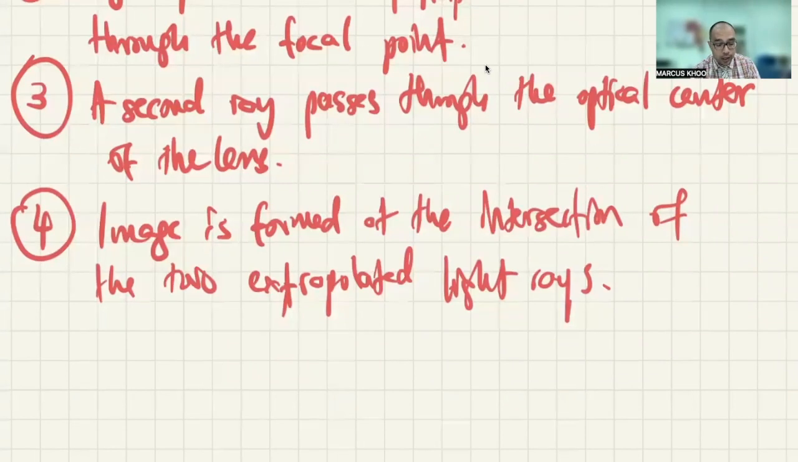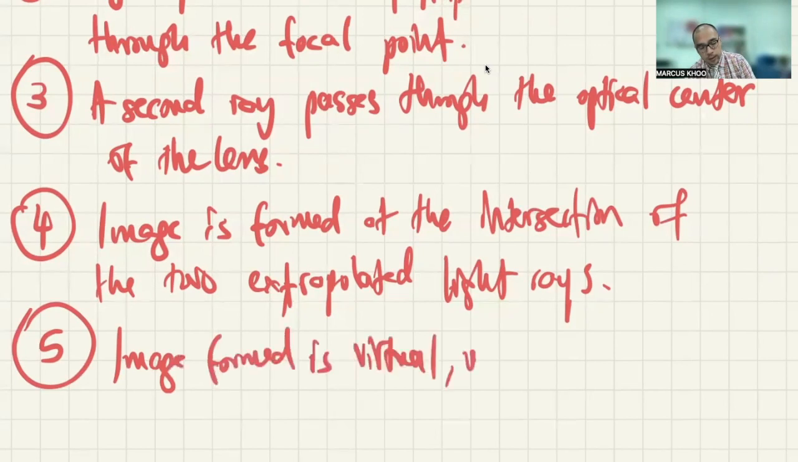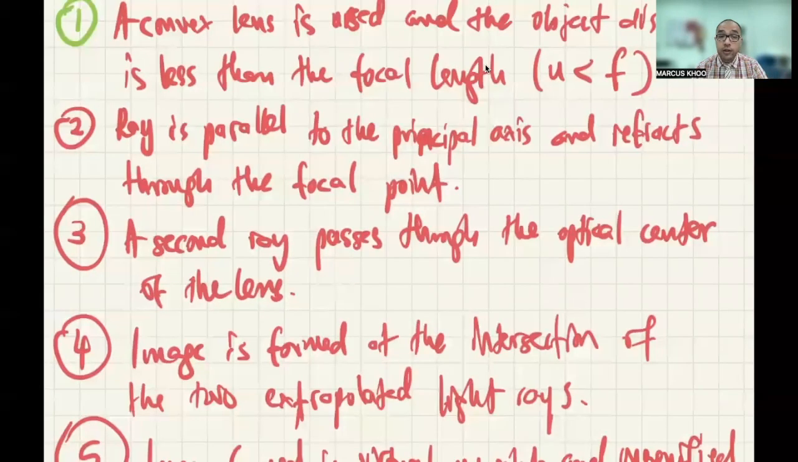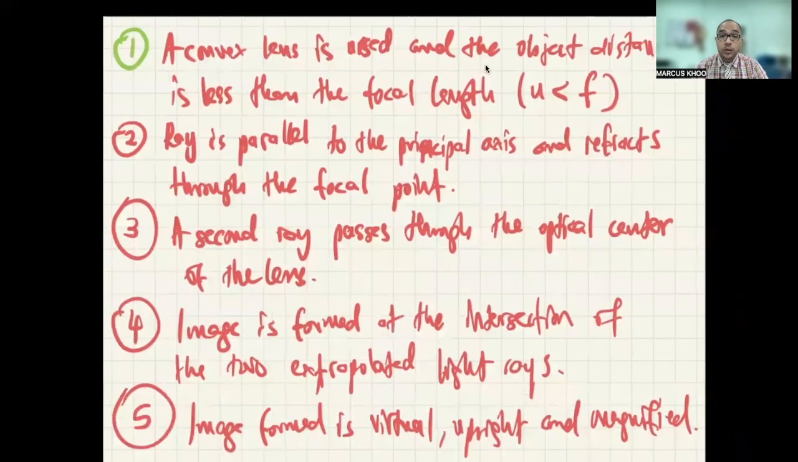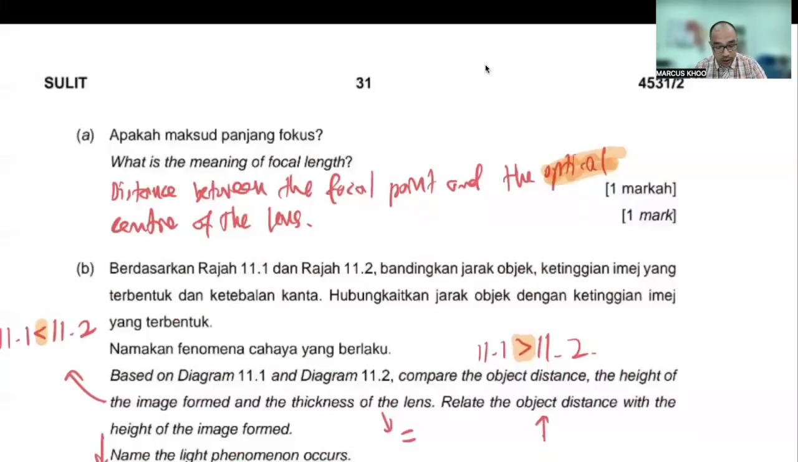If you want to add another point, that is really going way above and beyond. You talk about the characteristics of the image. The image formed is virtual, upright, and magnified. This is a very complete explanation together with the drawing. So if you can take a screenshot, this is the time to take a screenshot. Okay, let's go to the next question.